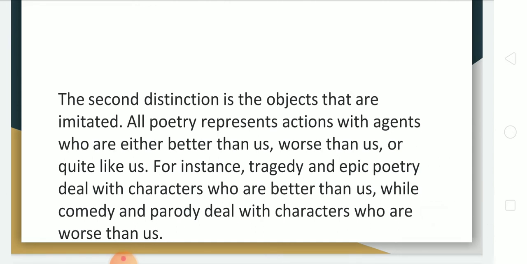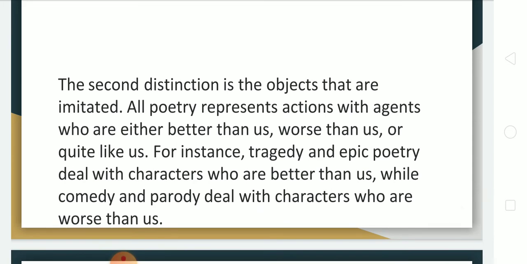So he says all poetry represents action with agents. Agents are the figures that are walking out before our eyes in the course of the poetry, in the course of a drama, a tragedy, a comedy. They are either better than us, or worse than us, or quite like us. So there are three qualities.